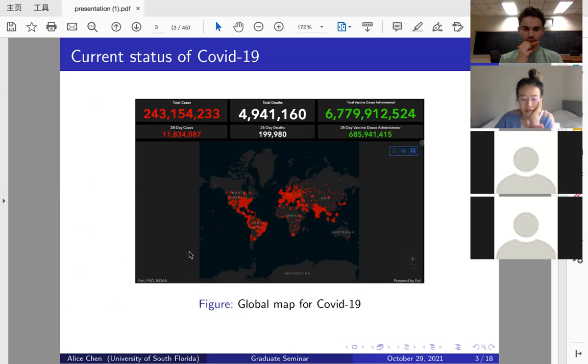Coronavirus, actually COVID. I took a screenshot from Johns Hopkins University, about 2 days ago, and you can see that the total cases and total deaths almost reached 5 million people. And those red dots denote which areas are the most affected worldwide.